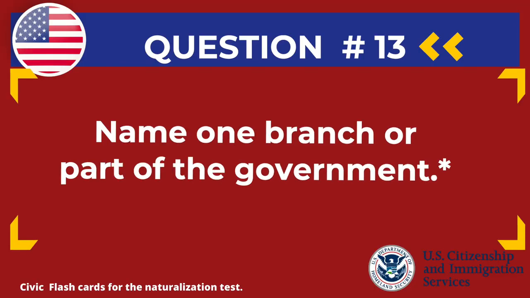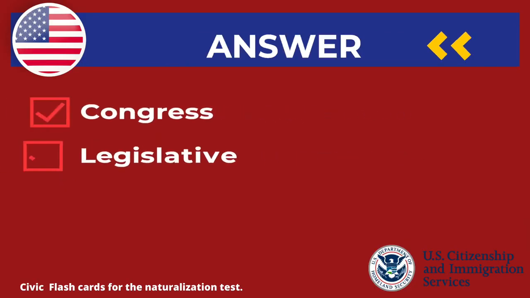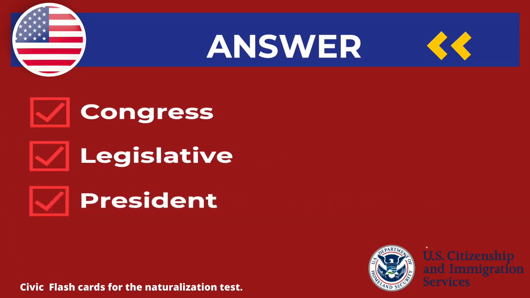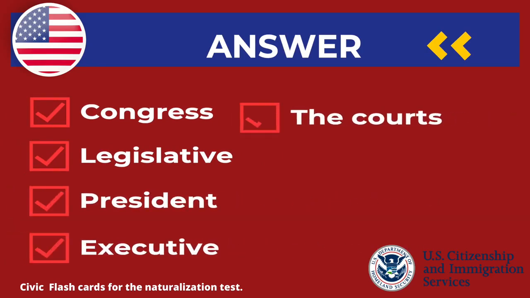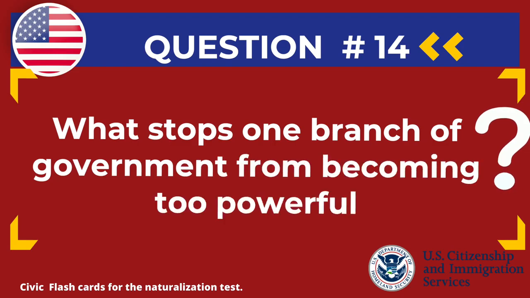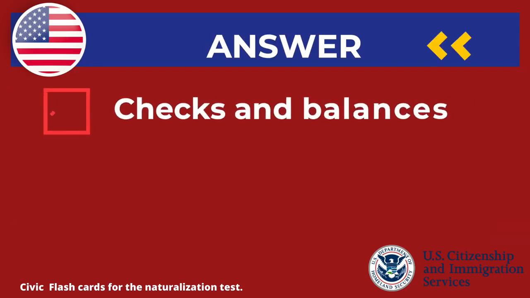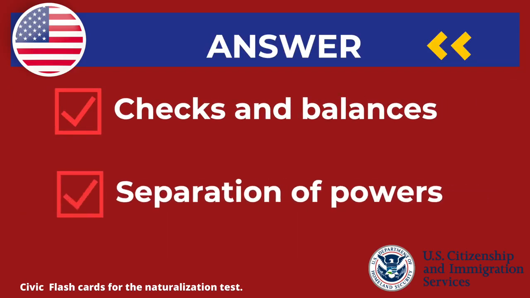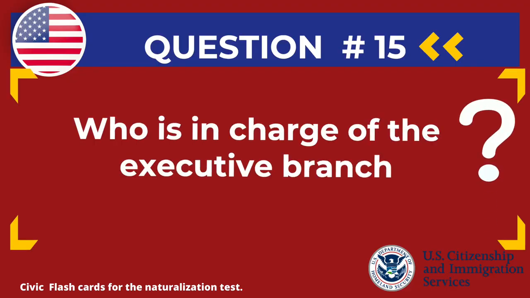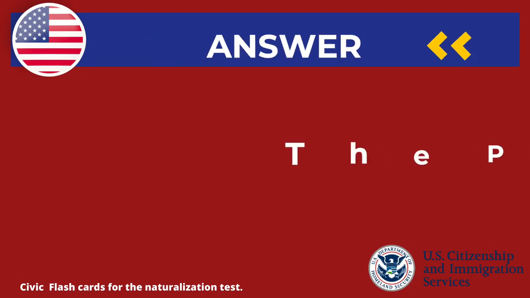Name one branch or part of the government. Congress, legislative, president, executive, the courts, judicial. What stops one branch of government from becoming too powerful? Checks and balances, separation of powers. Who is in charge of the executive branch? The President.